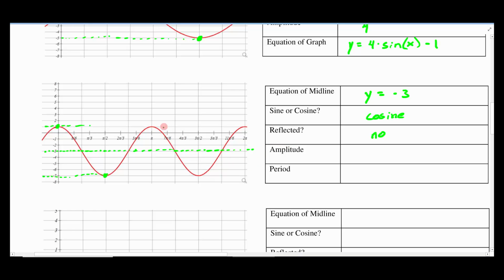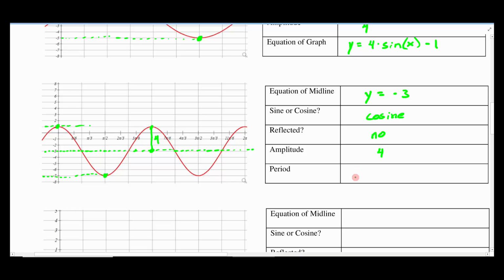And then we can find the amplitude the same way, nothing's changed, right? So I'm going to find my midline and one of the maxes. So we're going from here to here, and we draw in our line. We look for this distance. I'm just going to count it out. 1, 2, 3, 4. Okay, so this has an amplitude of 4. Remember, amplitude is always positive.